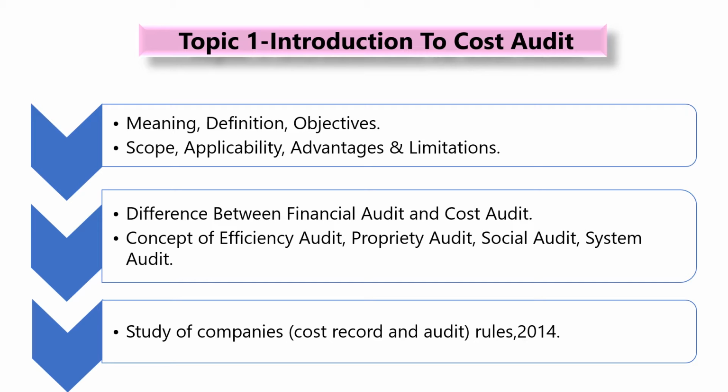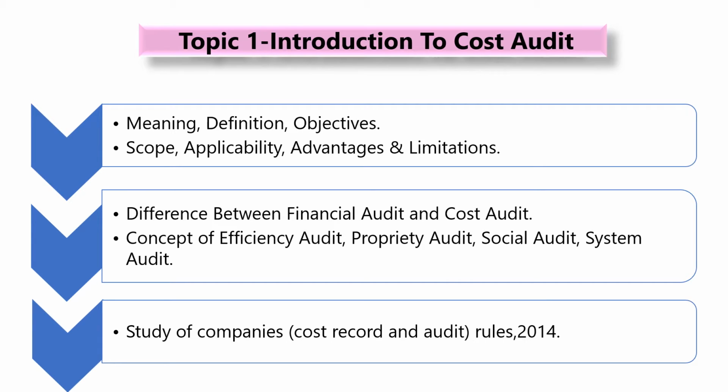Objectives will tell us the main purpose behind the cost audit. Thereafter, under scope, we will study which industries or sectors are covered under the purview of cost audit. Applicability will define the certain criteria to be fulfilled before conducting the audit. Advantages and limitations will tell us the various benefits and limitations of the cost audit.